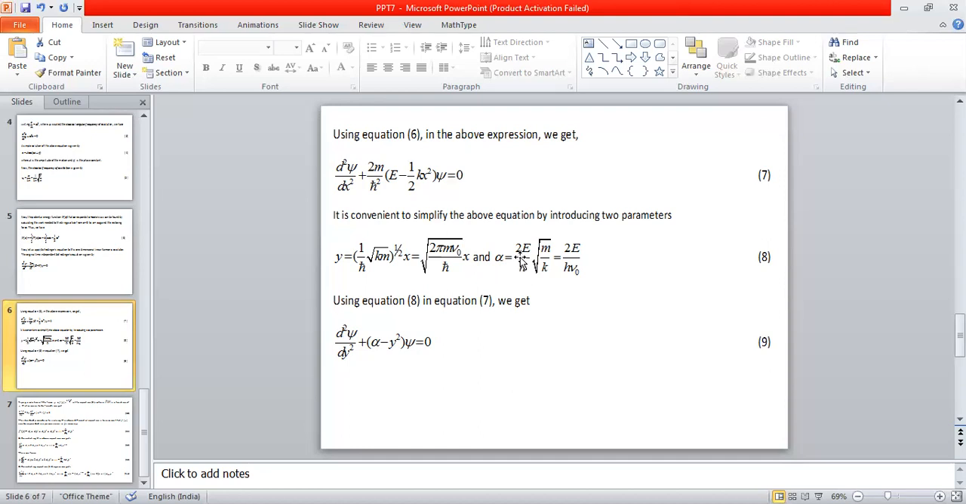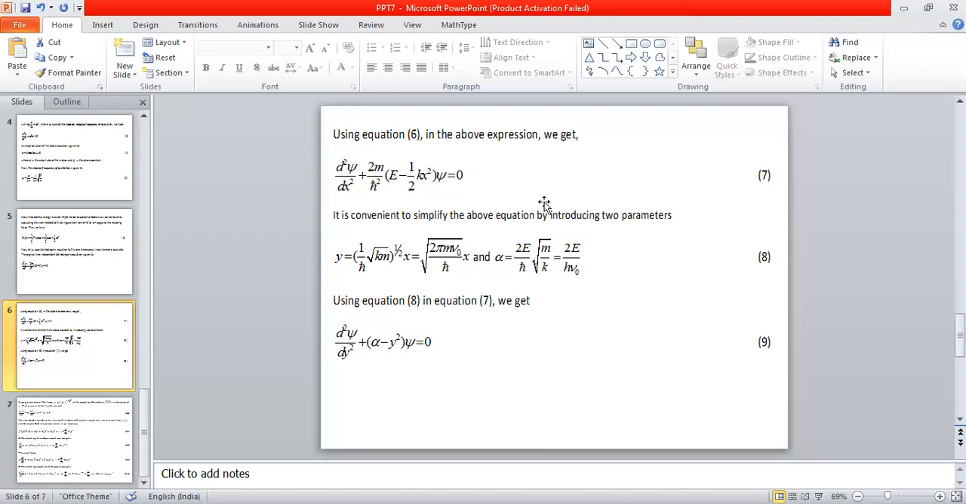So this alpha parameter is given by 2E divided by h cross, where E is the energy of the simple harmonic oscillator. Please remember this automatically comes from Schrodinger's equation. E is the total energy of the oscillator. Therefore, alpha is given by 2E by h cross square root of m by k. Or in terms of the classical frequency of oscillation nu naught, alpha can also be written as 2E by h nu naught. So that is equation 8.